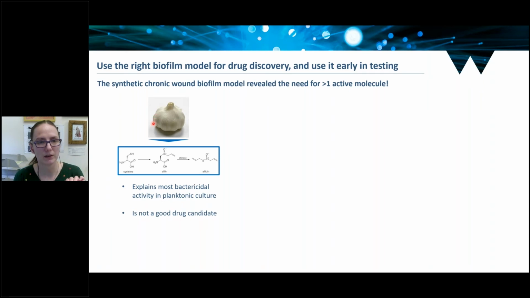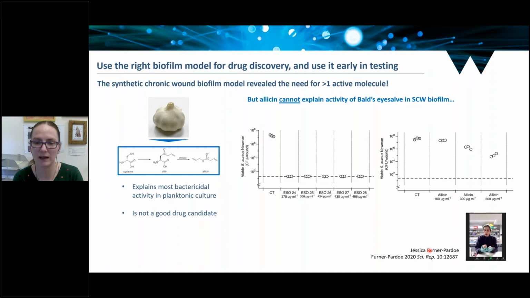If you simply look at how this mixture is working in planktonic cultures, you find that the compound from garlic, which is called allicin, is responsible almost entirely for the killing of bacteria in planktonic culture. Now, allicin is not a drug candidate. It's been very well studied. It's very volatile. It has a half-life of a few minutes at physiological temperature. And also garlic extracts are not very safe to use topically. So it's pretty useless as a candidate to move to in vivo testing. But what my PhD student Jess Ferner-Pardo found was that this is not the full story when you look at the activity of this natural product mixture against biofilms.